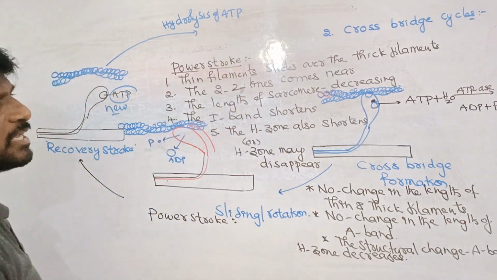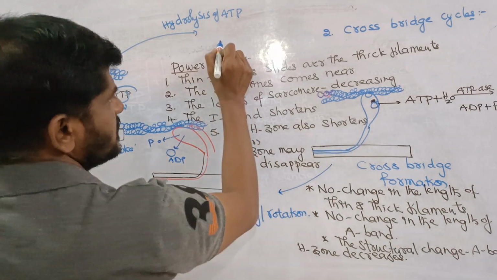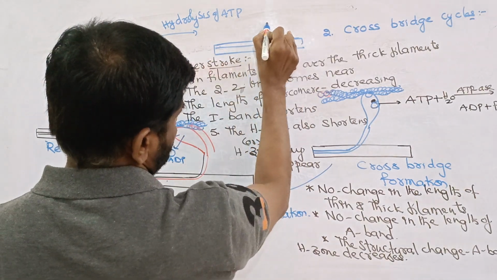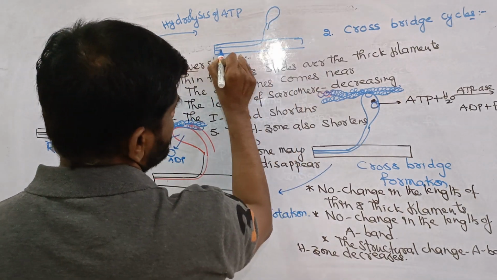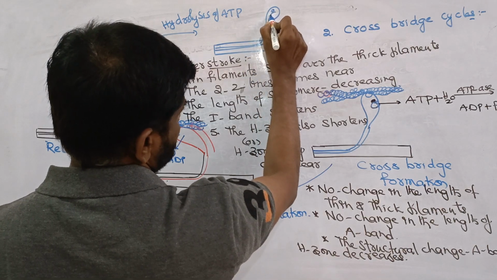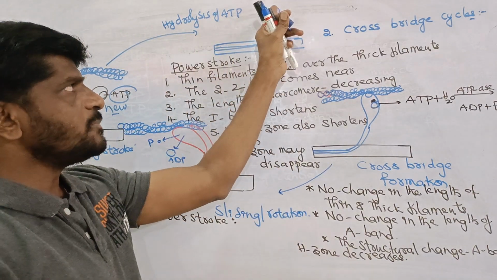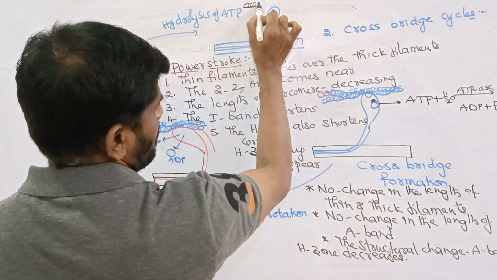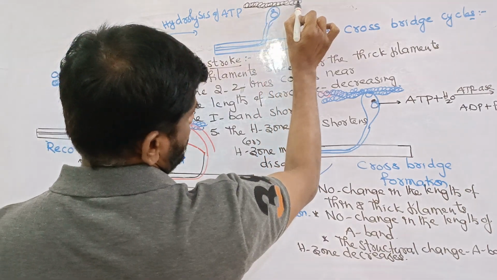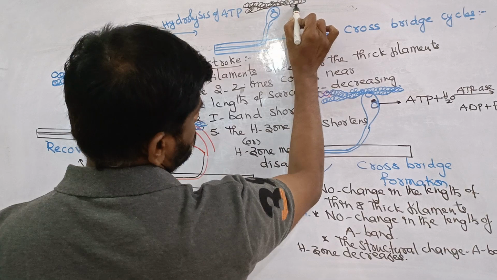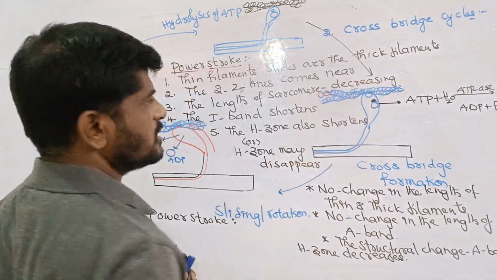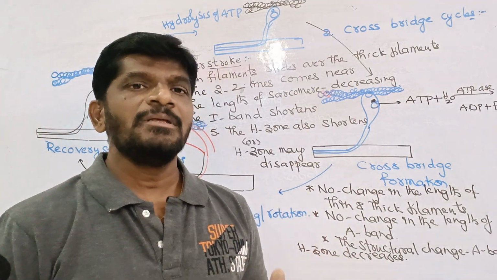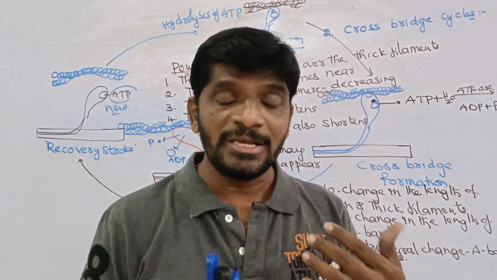Hydrolysis of ATP occurs in the presence of the ATPase enzyme. See this, the thick filament. When hydrolysis occurs, this is the inorganic phosphate and the ADP, and this is the thin filament binding together. When the bond is stronger, a new cross bridge is formed. So in muscle contraction, that is called the cross bridge cycle after the excitation of the muscle.